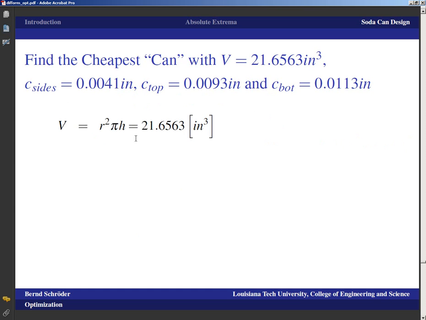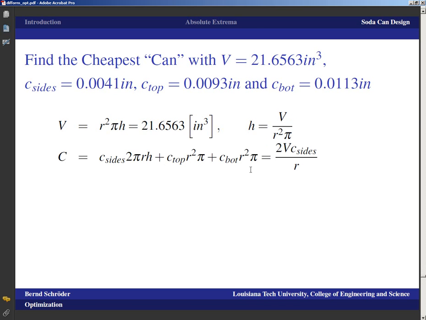The volume is r squared pi h, which is 21.6563 cubic inches, and I don't want to mess with that number either. Remember that sermon about not dragging numbers through and we can work with parameters? Well, the height is volume over r squared pi, and that means the cost is cost of the sides 2 pi r h plus cost of the top r squared pi plus cost of the bottom r squared pi. If I stick the height in there, you end up with 2 times the volume times the cost of the sides. The pi cancels, and the r in the numerator cancels with the r squared in the denominator to give us an r in the denominator. And then we've got c top plus c bottom times pi r squared, because we can certainly factor this out.